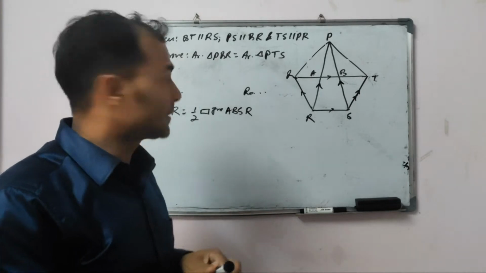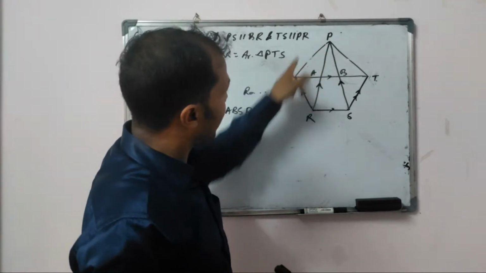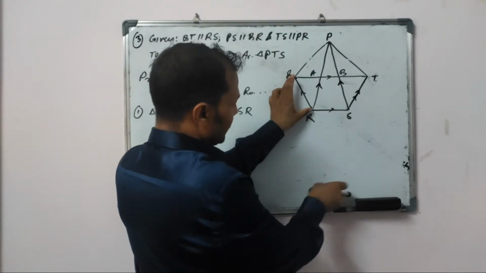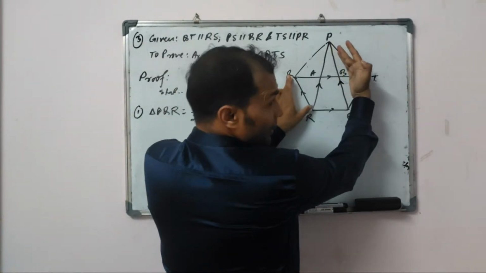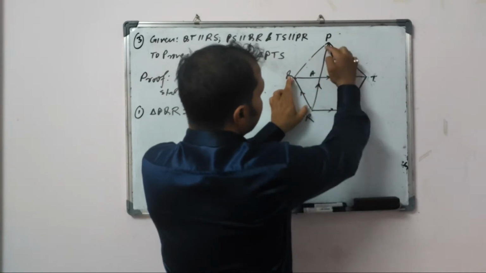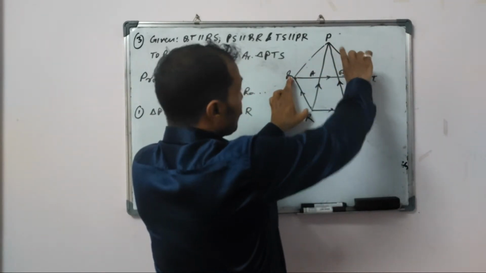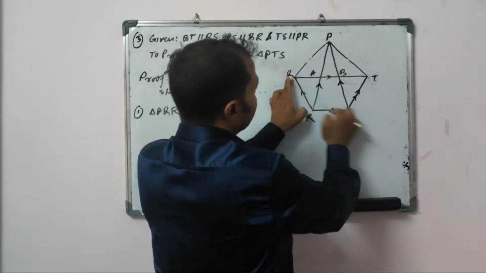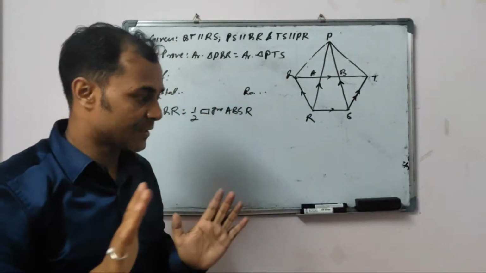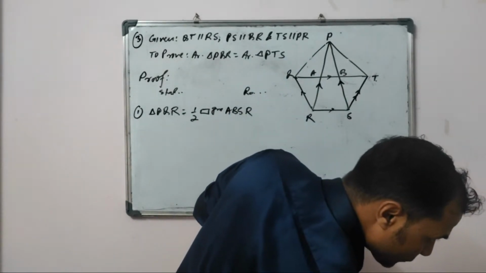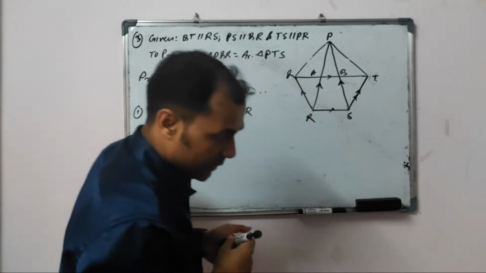Is this clear, guys? This triangle will be half of this parallelogram. Why? Because both of them are on this base. See carefully. On this base and between these parallel lines, here stands one triangle and here is one parallelogram. On the same base, between the same lines. So this triangle will be half of this parallelogram. Yes? Clear, sir?